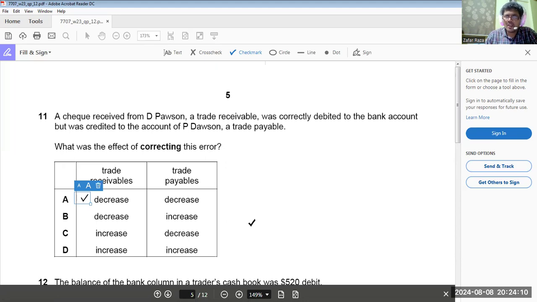Okay? Because at the time of receiving the money, we did not credit trade receivable. So trade receivable is standing where it was. It was supposed to be decreased, but it was not decreased due to this error. And the liability was increased erroneously because we have created a supplier by this amount. So when we rectify this error, eventually trade receivable will decrease and trade payable will also decrease.